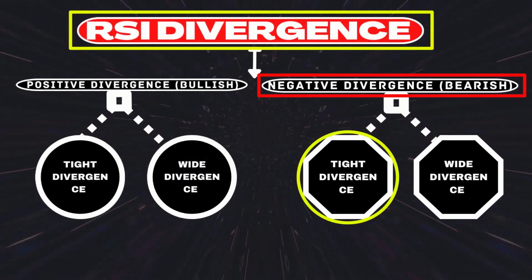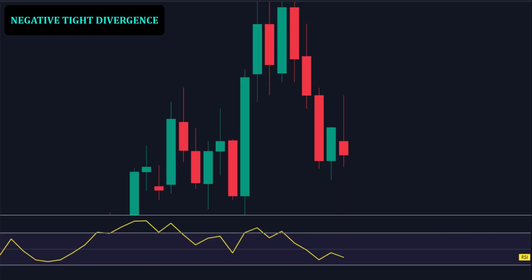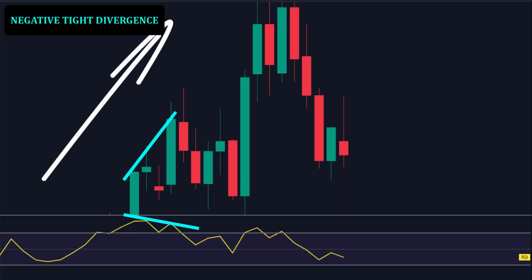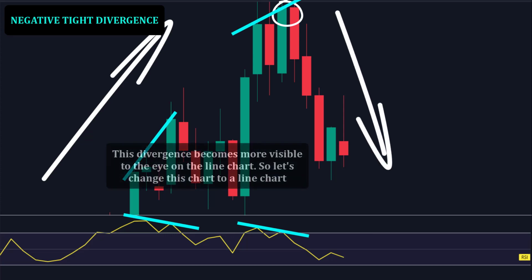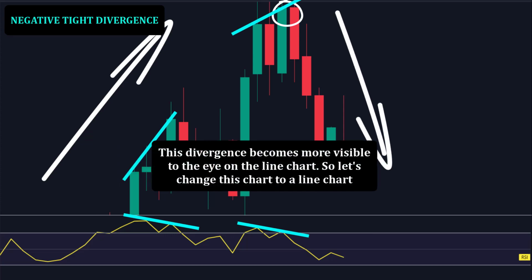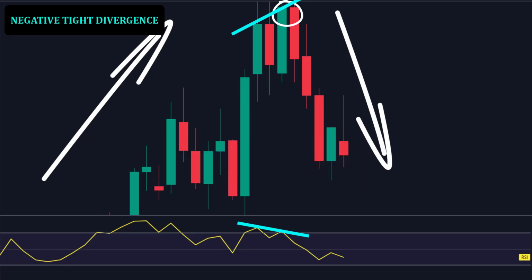Now the negative divergence. Let's start with tight divergence. Negative tight divergence starts with an uptrend. Here the RSI formed this first divergence, but the price later continued up. As it reached this level, it formed this second divergence and the price reversed. This divergence becomes more visible to the eye on the line chart. So let's change this chart to a line chart to further confirm the divergence.